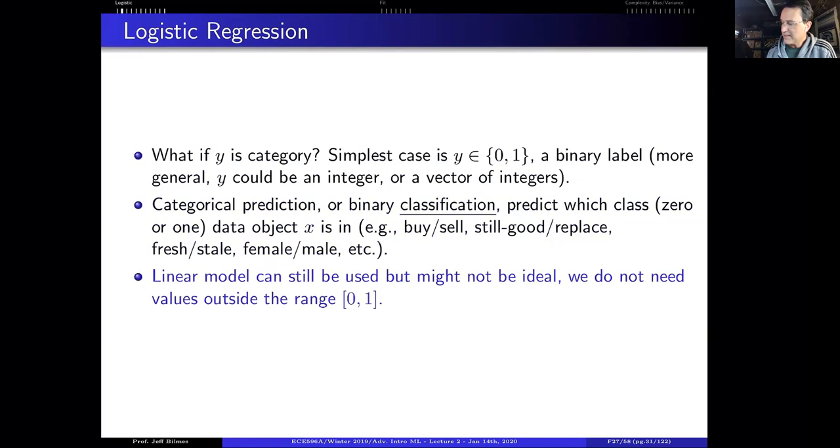If the model is linear, we could use it, but maybe it's not ideal, because do we really care about the difference between the value 10 and the value 12, or the value 12 and the value 26? Maybe not. Maybe we shouldn't allow the model to have flexibility that we don't really care about.